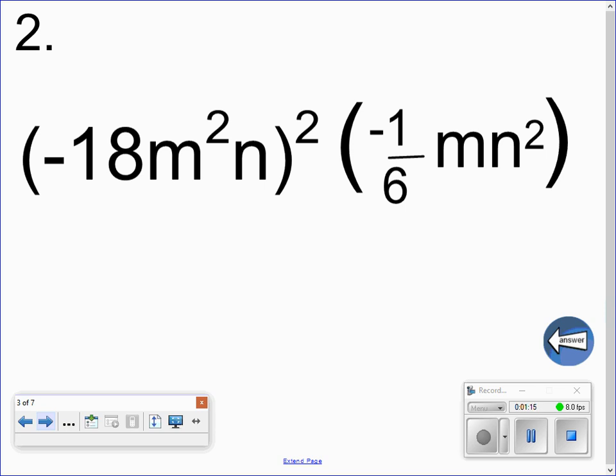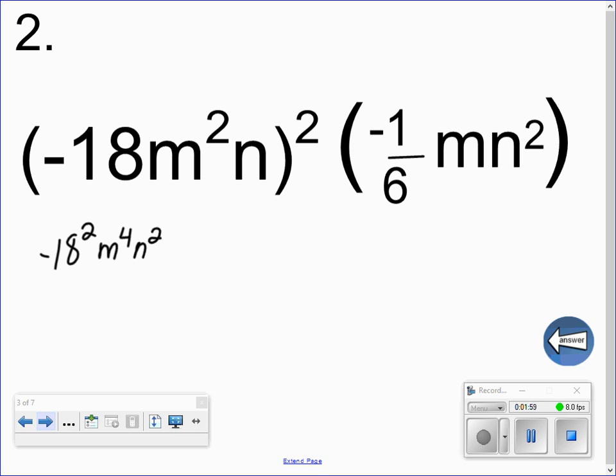Again, we have negative 18 m squared n, all of that being squared, and then we have negative 1/6 m n squared. What we're going to have to do first is take care of this power of a power. So remember that when we're doing a power of a power, we need to distribute the exponent to everything on the inside. So that means we're going to raise negative 18 to the second power, negative 18 squared, and then m to the fourth power, multiplying those exponents together, and n squared.